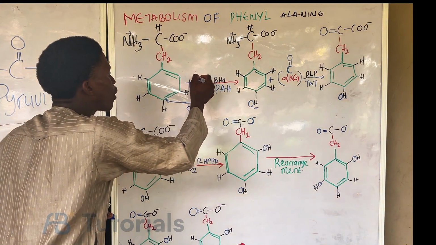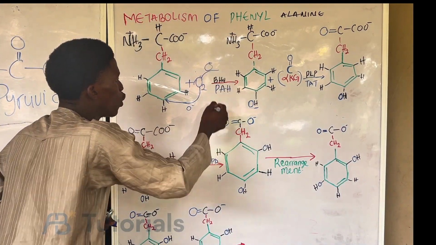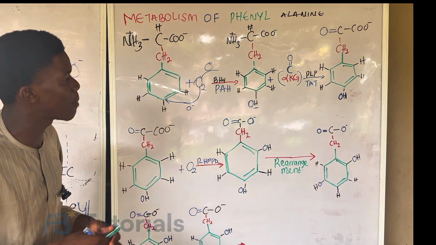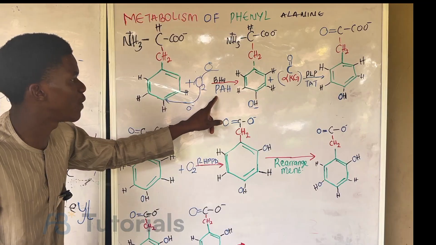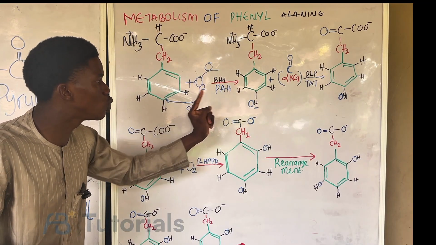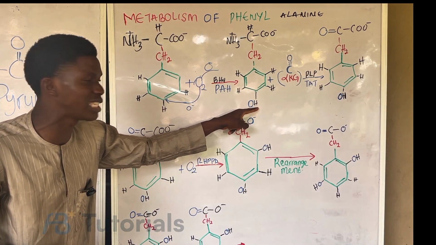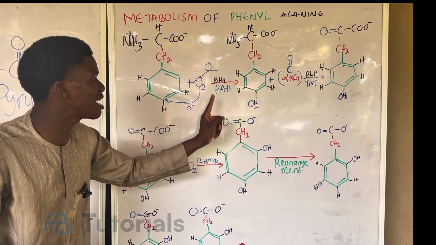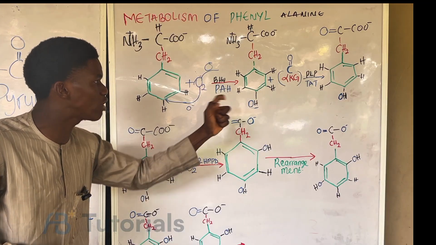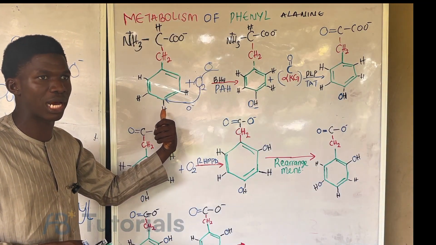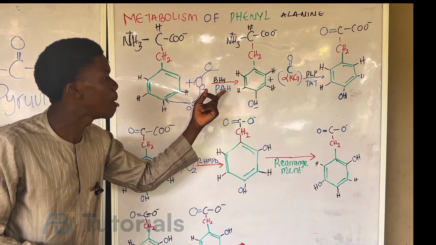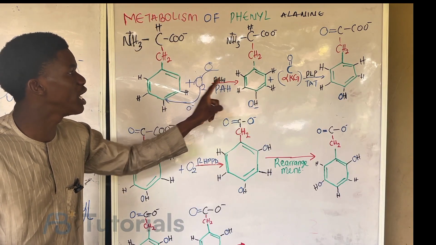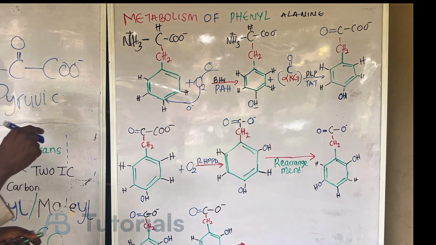Now, the remaining oxygen here will react with this BH4. Because this reaction requires a particular enzyme known as phenylalanine hydroxylase. You notice that a hydroxyl group has been added here. That is why we call it phenylalanine hydroxylase, an enzyme that adds a hydroxyl or that forms a hydroxyl in the phenylalanine. But this enzyme cannot just work alone. It needs a cofactor, which is BH4.